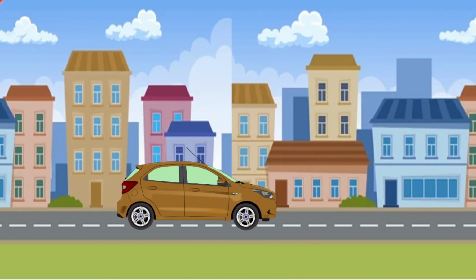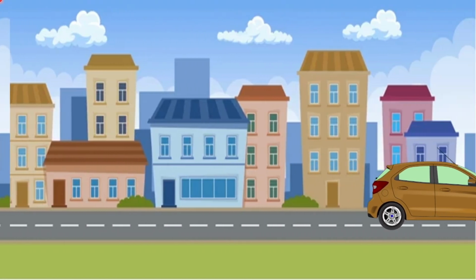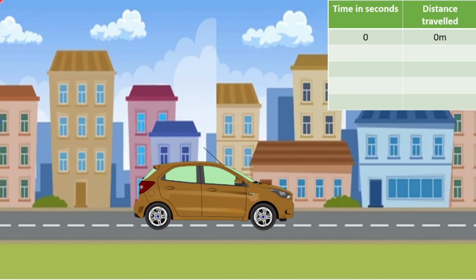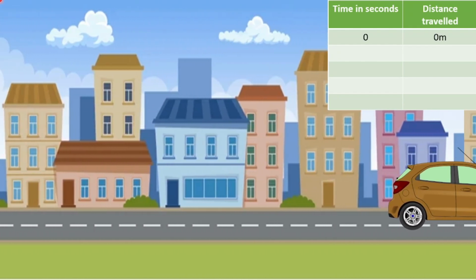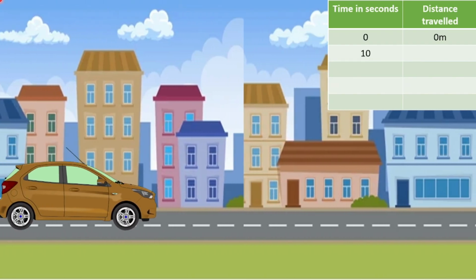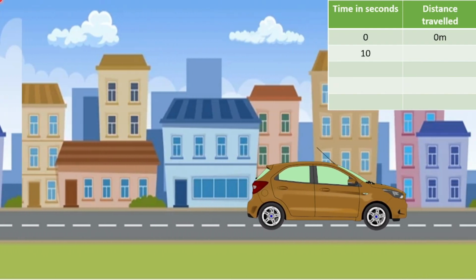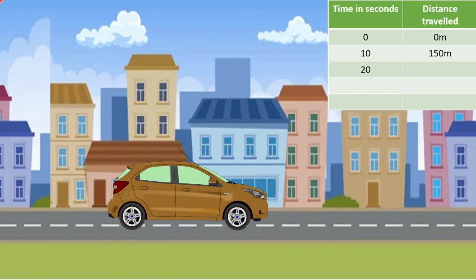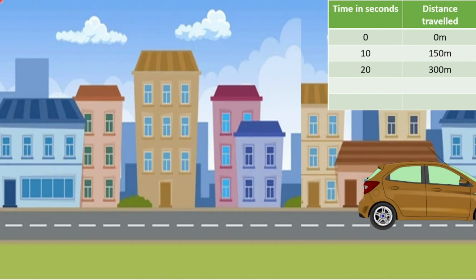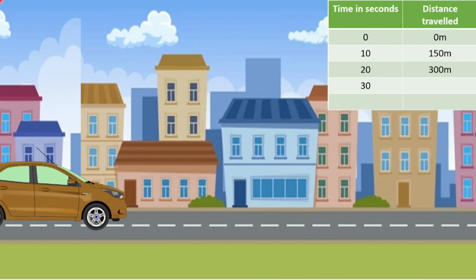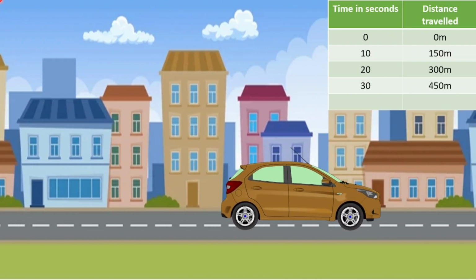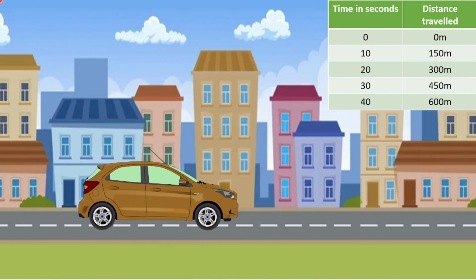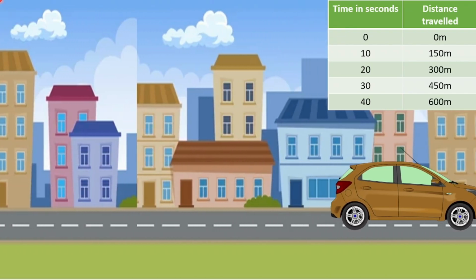Let us see this example. The car is traveling on the road. At the initial time, the car did not travel any distance, 0 meters only. After 10 seconds the car traveled 150 meters. After 20 seconds it traveled 300 meters. After 30 seconds it traveled 450 meters. After 40 seconds it traveled 600 meters.